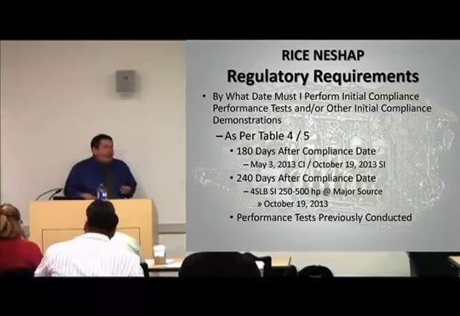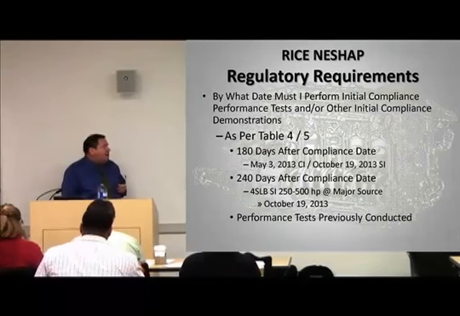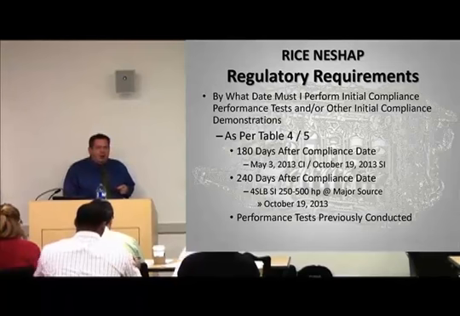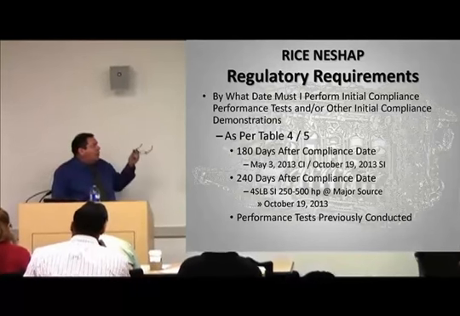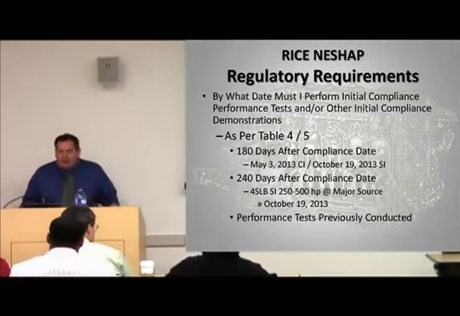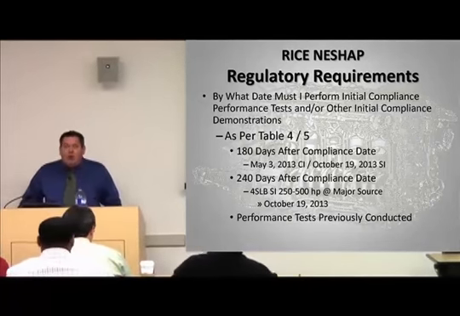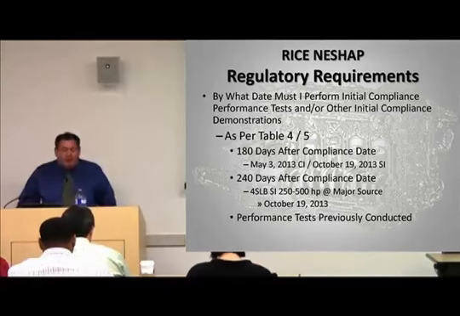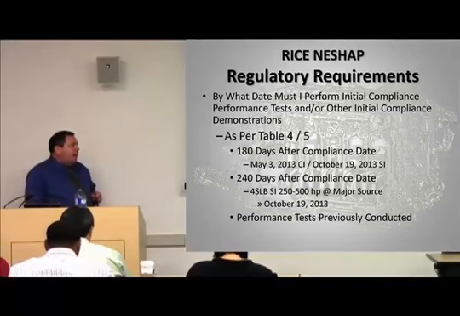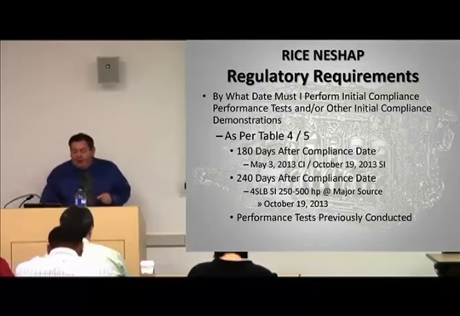Okay, by what date must I perform initial compliance performance test and/or other initial compliance demonstrations? This is contained in Tables 4 and 5 of the regulation. Table 4 is all about methods that you're going to use to measure emissions and what the emission limits are. So the quick answer is 180 days after the compliance date of May 3rd or October 19th, depending on if it's a compression-ignited engine or a spark-ignited engine, and then 4-stroke lean burns between 250 and 500 horsepower at a major source have 240 days, and it's due by October 19th.